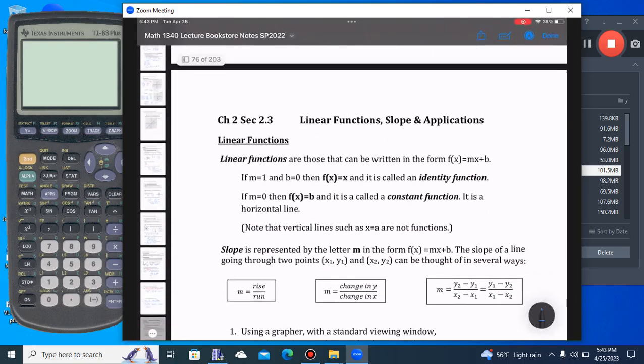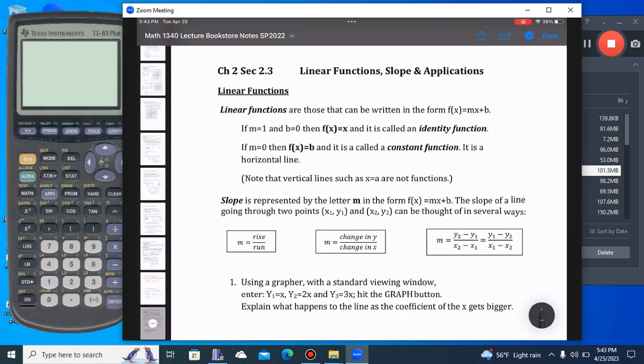In the next few sections, we'll go more into linear functions and slope. And I'll see you then.